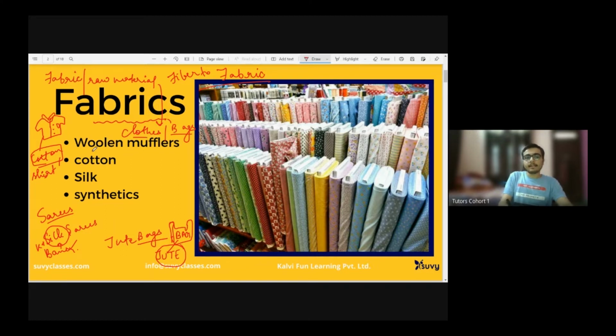It has been mentioned here, woolen mufflers. Where does wool come from? We know it comes from sheep, right? You can write it in the chat box. Now where does cotton come from? I am reading the chat box. Yes, cotton comes from the cotton plant. There is so much highlighting here, I'll erase a few things, otherwise it gets quite confusing to grasp things.